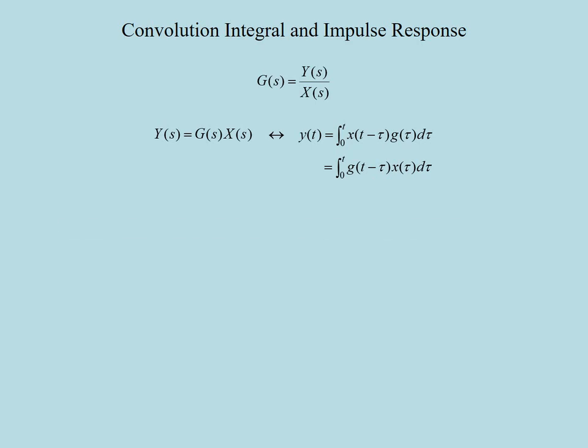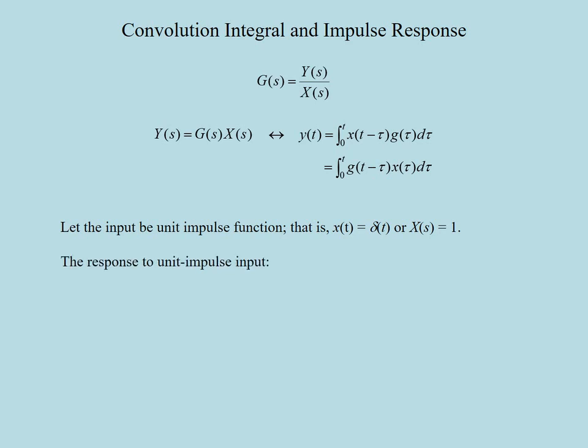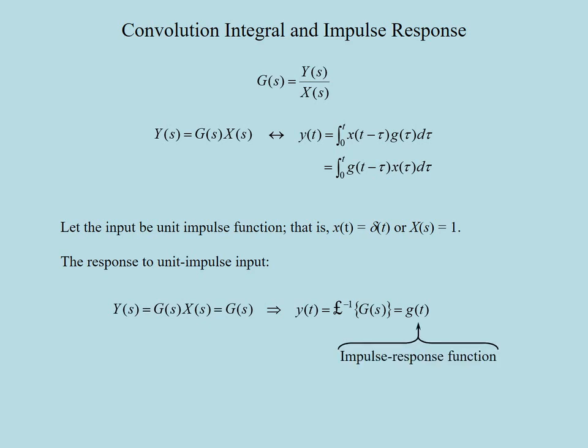Now, if the input is the unit impulse function, that would mean that X of s is equal to 1. Hence, the response of the system in this case would be simply G of s. In time domain, that would mean the output is equal to the inverse Laplace transform of the transfer function, which we had denoted as small case g of t. That's why the inverse Laplace transform of the transfer function is also referred to as the impulse response function.